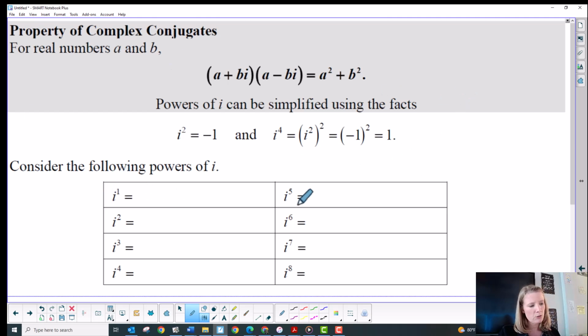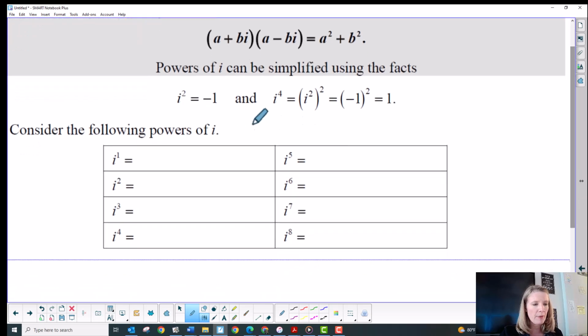And now, these are just kind of rules. So I'm just going to fill in this chart. Remember that i squared is negative 1. And i to the fourth would be i squared squared, which is positive 1. So i to the first is i. i squared is negative 1. i to the third would be i times negative 1, which is negative i. i to the fourth is 1. And then it repeats. They literally just repeat. So you're just cycling through.